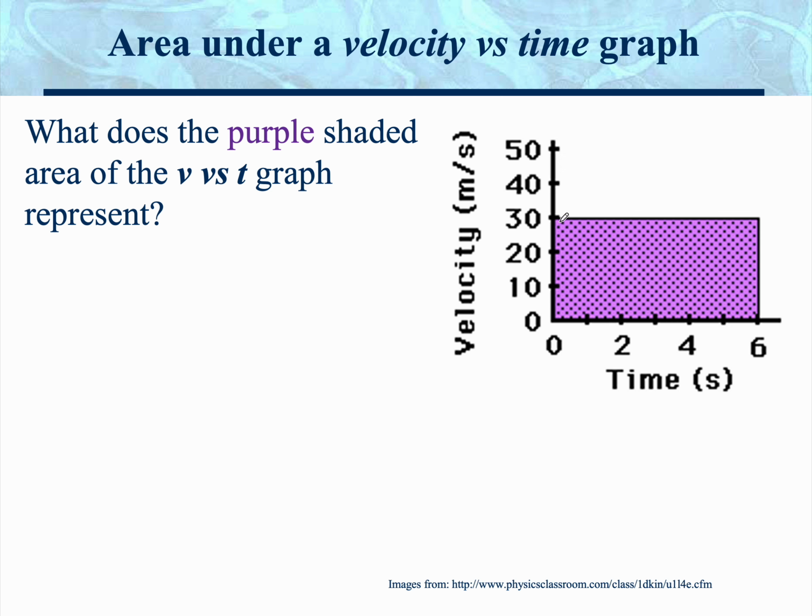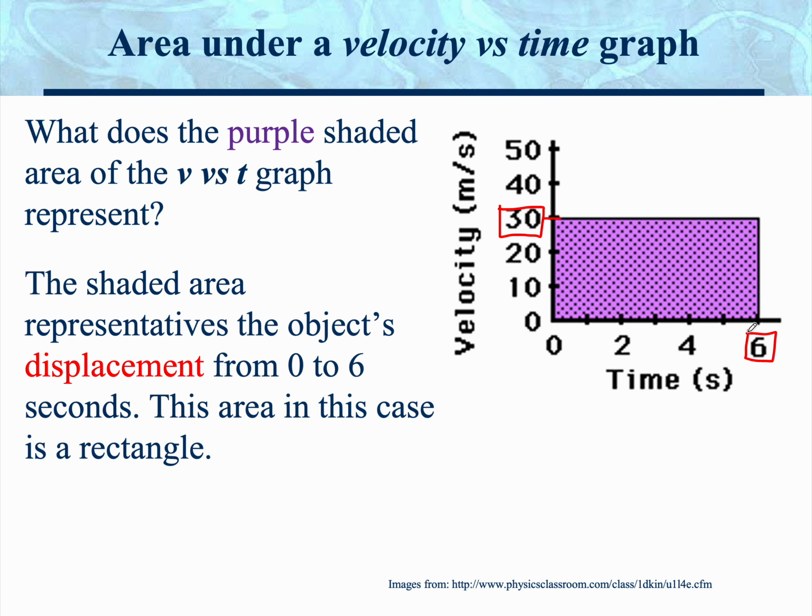The area underneath this, well, before we get there, if you go 30 meters per second for 6 seconds, how far do you travel? And the answer is, well, you're going 30 meters every 1 second. So at 6 seconds, it should be 180 meters. Well, if you think about it, that's also the area underneath this graph.